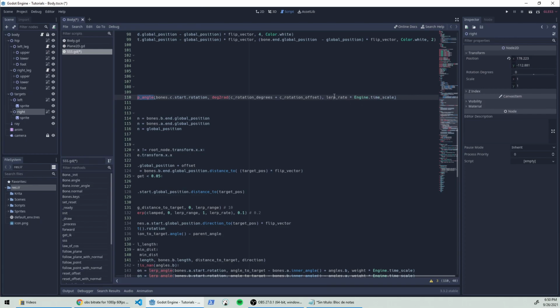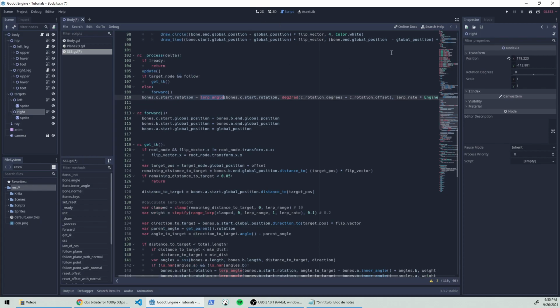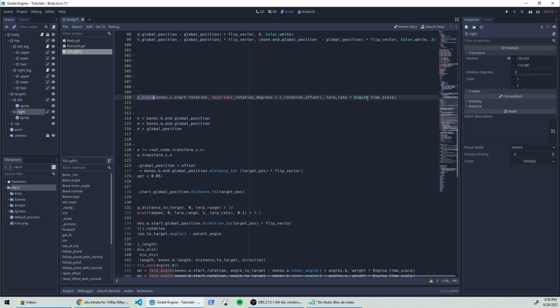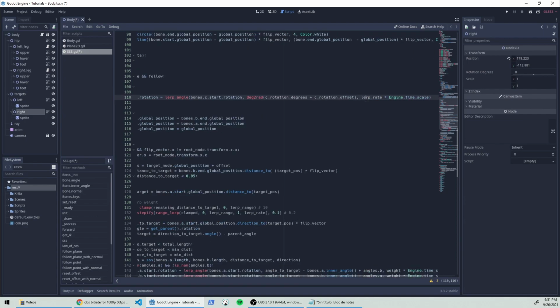But here we're using lerp rate, and I'm multiplying by the time scale of the engine because in my game, at least, I use the engine time scale to do slow motion. And if you don't have this, when you're doing slow-mo, the lerp rate is actually super fast, so you want to take that into consideration.